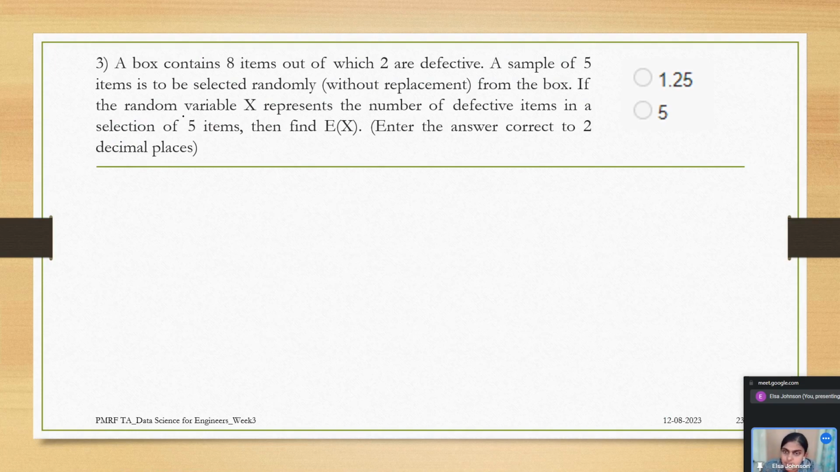Yeah, this question is similar to the one we have seen earlier, but here if random variable x represents the number of defective items in a selection of 5 items, find E of x, that you have to do. I'll give you a moment to calculate it. Just calculate that one and find the answer.